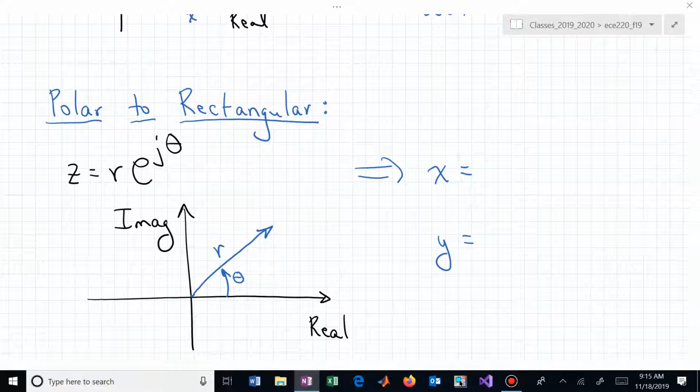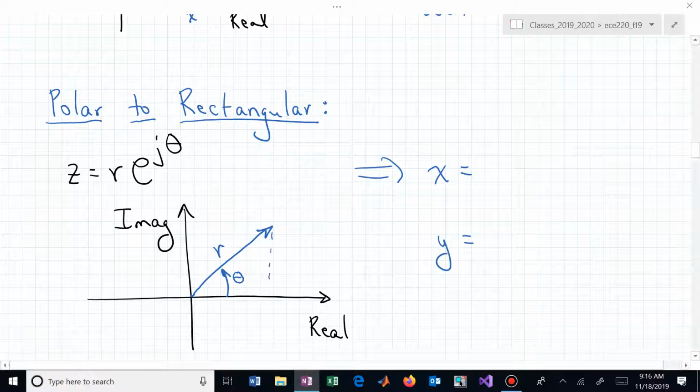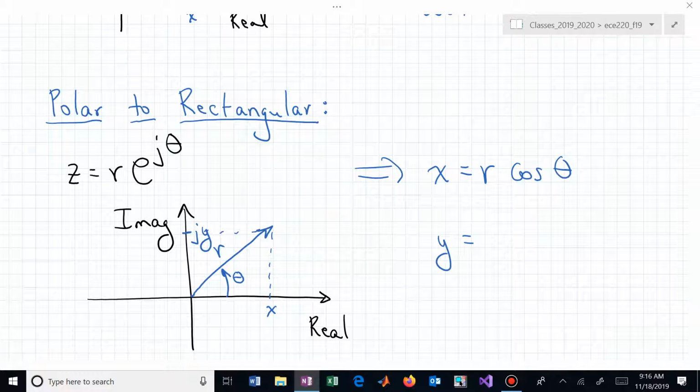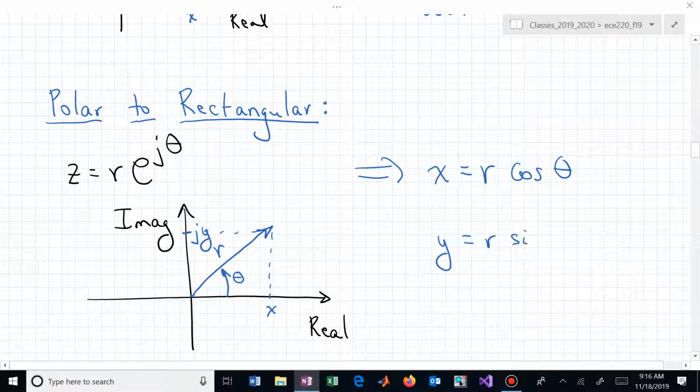How do I find x? Now that I've used my protractor and my ruler to get me to that point, you can just project onto the real axis to obtain x. That's r cosine of theta, and we can project over onto the vertical axis. Now we're going vertical, so we have to precede that with j, telling us that that value is in the vertical direction, but the value y is simply r sine of theta.